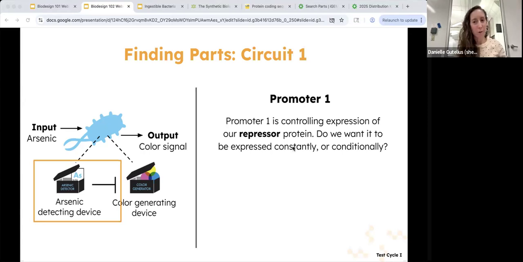So we actually want it to be expressed all the time. Hear me out here, people. We want it to be there all the time so that there's no color unless the arsenic is present. If our arsenic detector is not there all the time, we might miss the arsenic. So you want your detector to be there all the time.